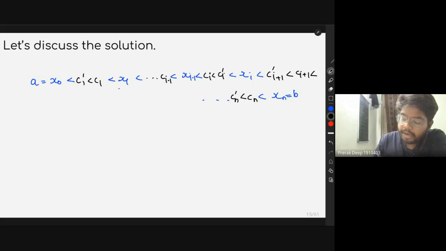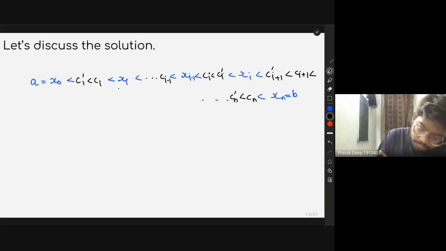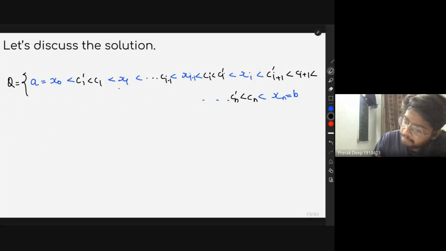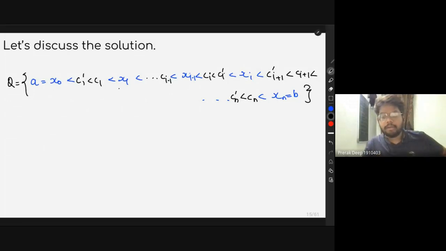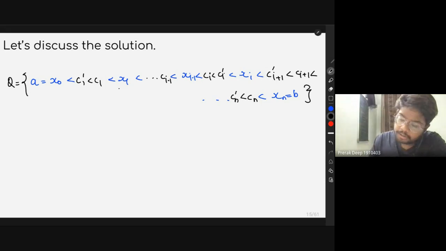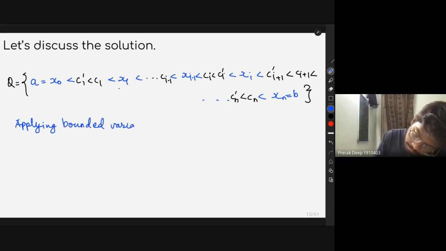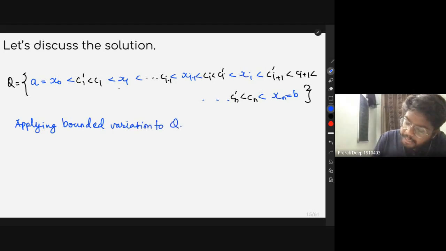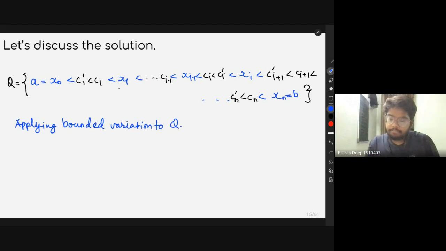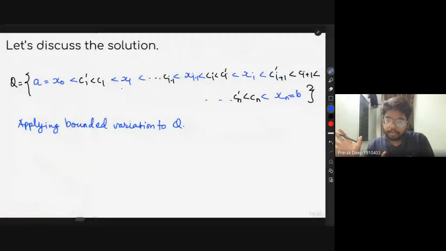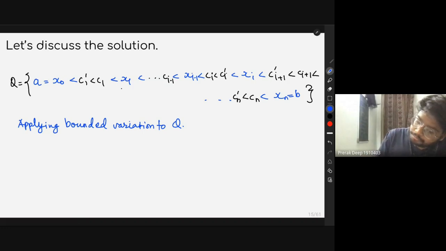So basically what I can do is consider this new partition Q, where this thing is happening. So now I will consider this partition, and I apply the bounded variation on this partition. Applying bounded variation to Q, whatever we get will be bounded by K, and that term will have some extra terms.